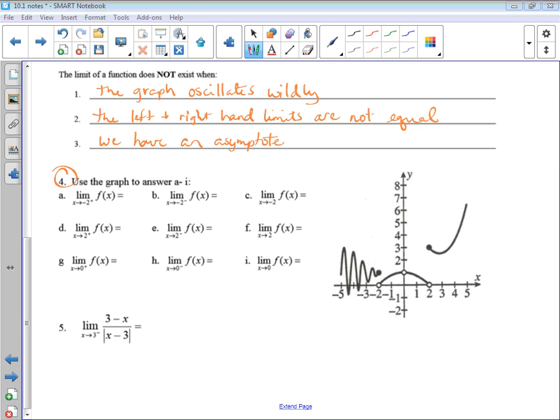All right, guys, what'd you get for A? 0. What'd you get for B? What'd you get for C? You're on a roll. What about D? 3. E. 0. F. 8. 1. H. 1. I. Okay, easy? Try number 5 for me. You're going to graph this on your calculator and then look at the limit. It says as x approaches 3 from the left.